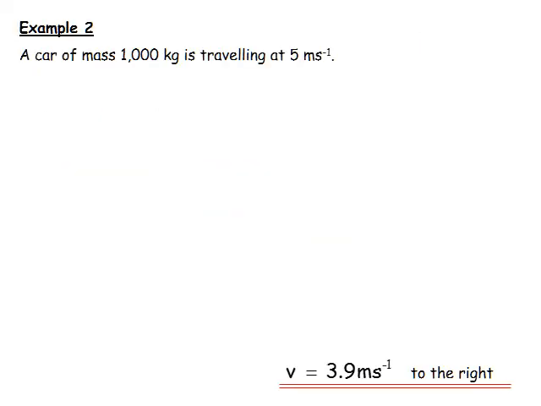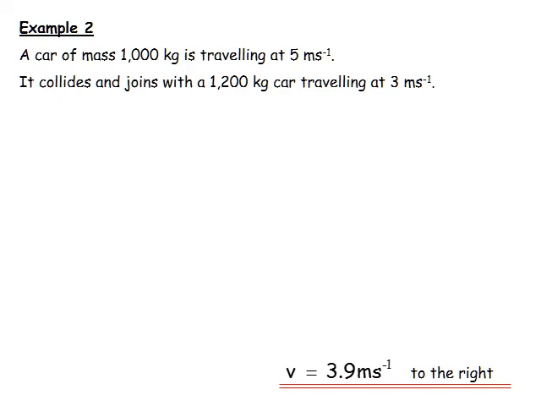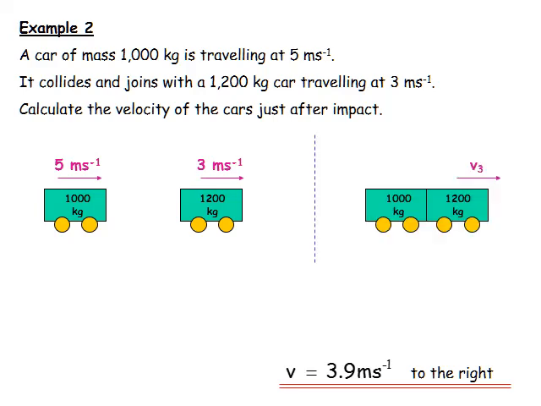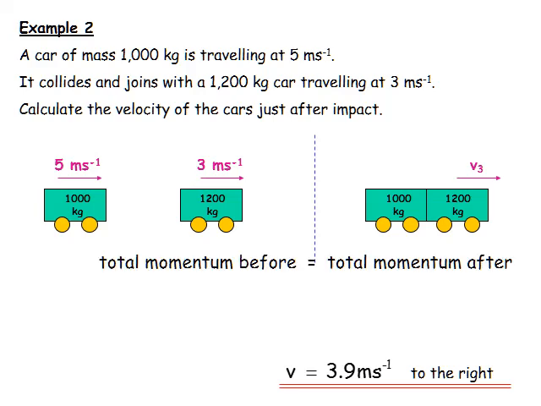Second example: a car of mass 1000 kilograms is travelling at 5 metres per second. It collides and joins with a 1200 kilogram car travelling at 3 metres per second. Calculate the velocity of the cars just after impact. So draw a picture. There's the first object, there's the second object. What does it look like after they join together with our unknown velocity?